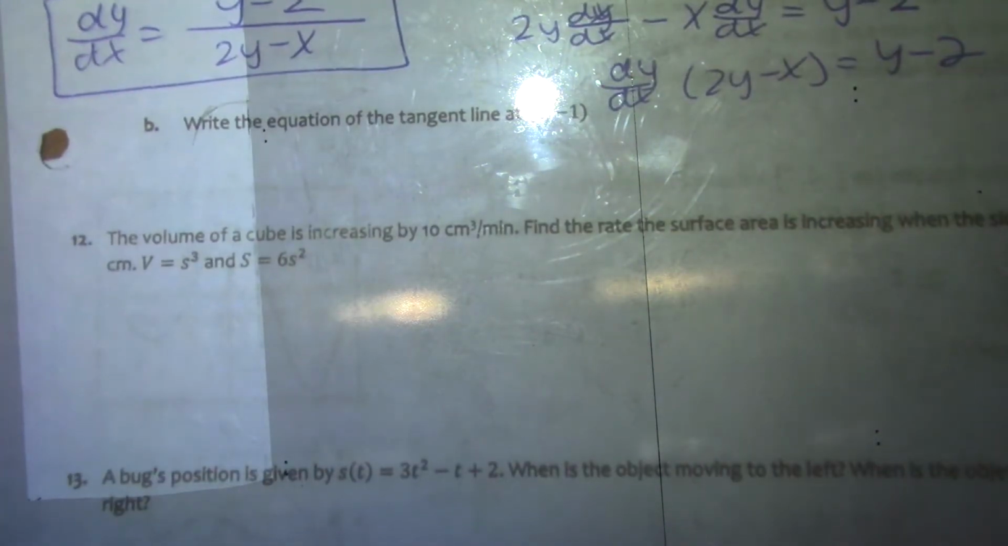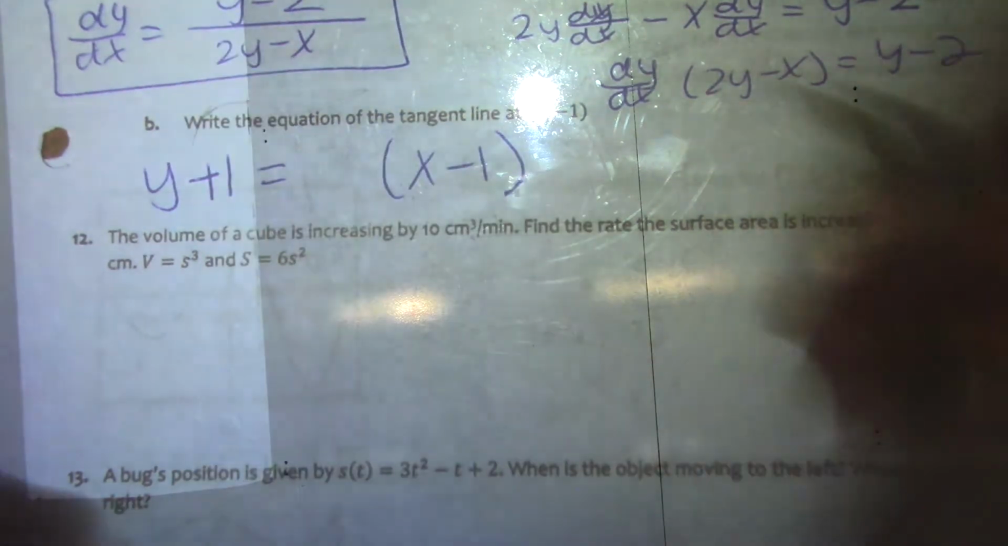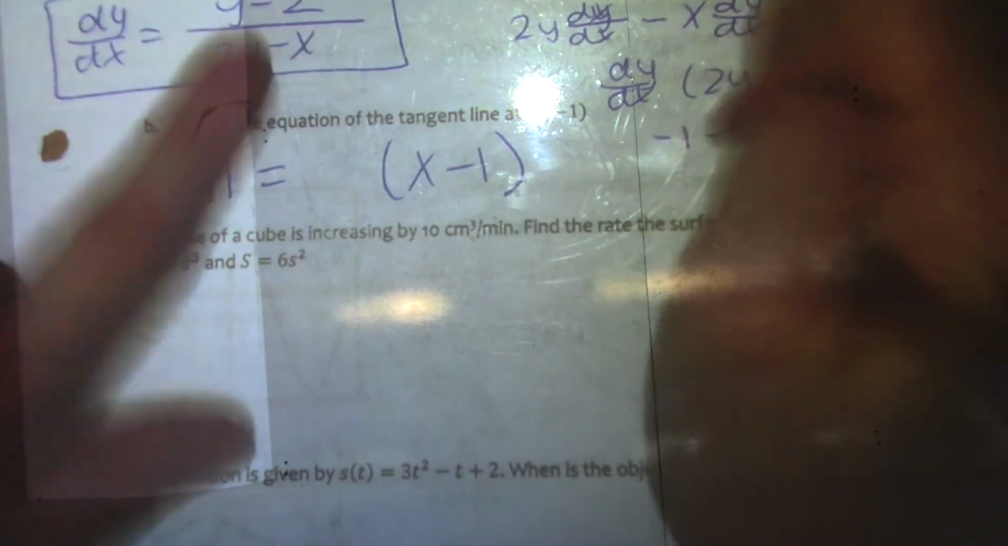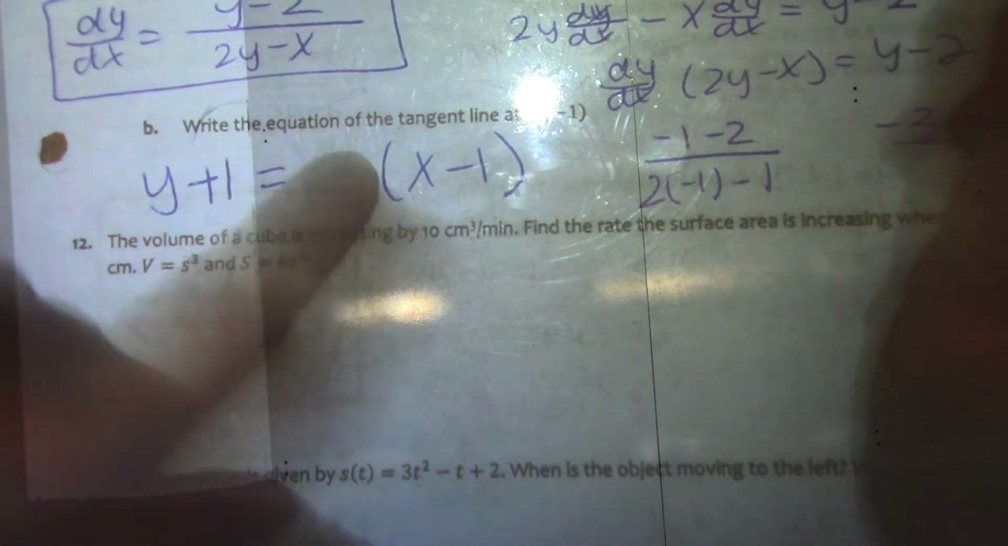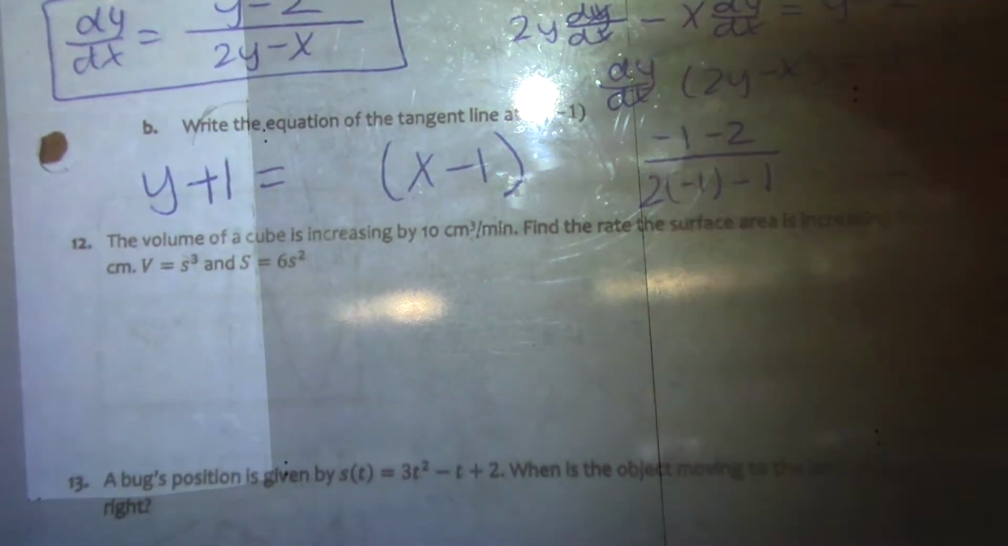All right, and then finding the tangent line, so tangent line is y minus negative 1 equals slope times x minus 1. Now we just need to find the slope, so we're going to plug in. y was negative 1, so negative 1 minus 2, over 2 times negative 1 minus 1. So that's negative 3 over negative 3, which is 1. So then it just has a slope of 1, and that is the equation of my tangent line.